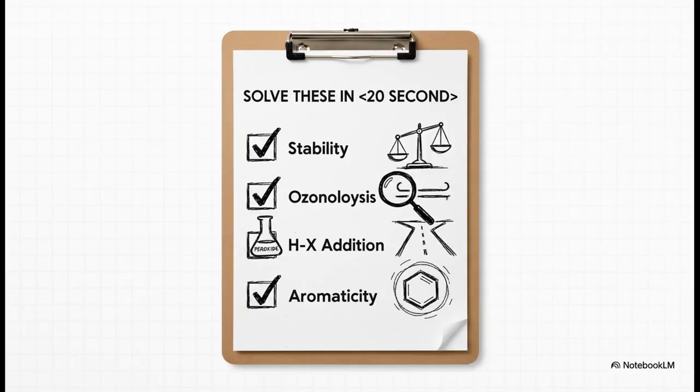So here's your final checklist for solving problems in under 20 seconds. For any stability question, just check for hyperconjugation or resonance. The more you have, the more stable it is. For ozonolysis puzzles, especially when they give you the products, just work backward with our eraser trick. Foolproof. When you're adding something like HBr, stop and think, is there peroxide? That makes it anti-Markovnikov. But even more important, can the carbocation rearrange to become more stable? That's a huge trap. And finally, aromaticity checks are free points. Is it a ring? Is it flat? Conjugated? Does it have 4n+2 pi electrons? If yes, it's aromatic.